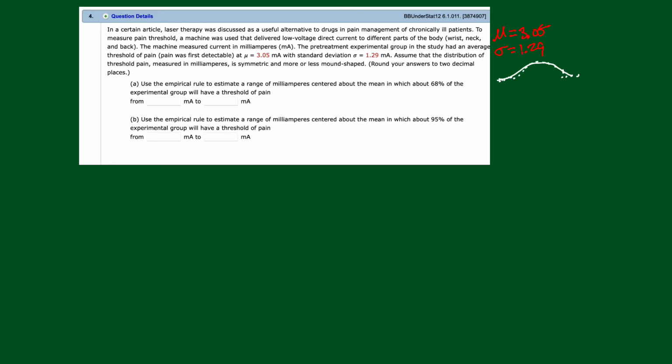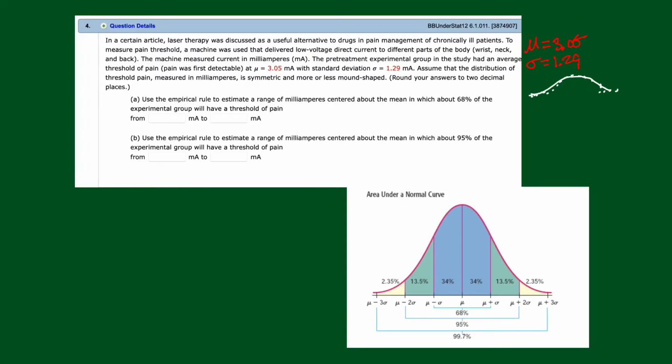Now, part A. Use the empirical rule to estimate a range of milliamps around the mean in which about 68% of the experimental group will have a threshold of pain. I pasted in our normal curve with the empirical rule on it. If we want 68%, that goes from the mean minus a standard deviation to the mean plus a standard deviation.